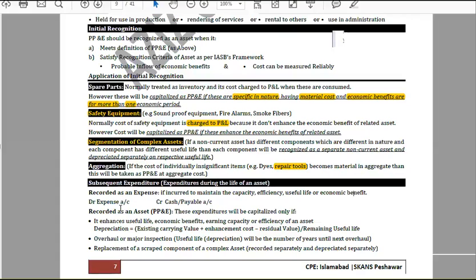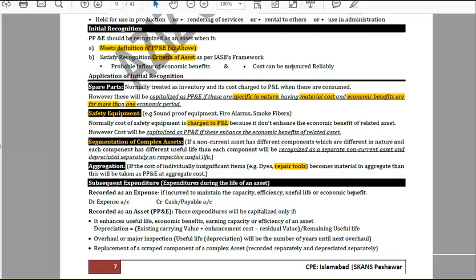So that was all about initial recognition. Initially, if we have purchased an asset, we should record it as an asset if it meets the definition of property, plant and equipment and it meets the criteria of an asset. So this was all about initial recognition.